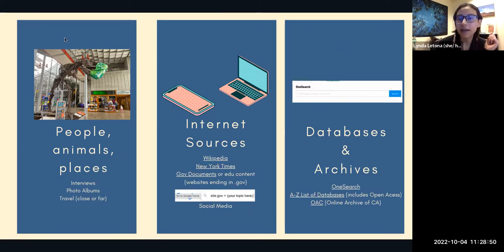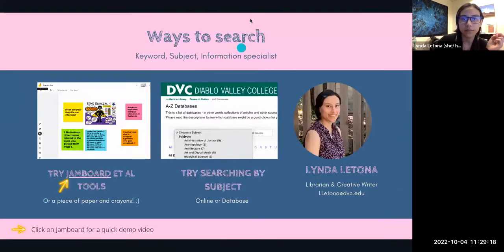And then finally, I want to talk a little bit about databases and archives. So in our library page, we have access to OneSearch, which is a portal that allows you to search for all our database content combined and all our catalog holdings combined. So let me show you how to do that. Let me stop the share and then let me demo it a little bit for you.